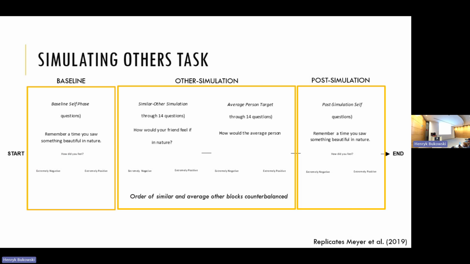They then went through an other simulation phase, which consisted of 2 blocks, one for similar others that they had to say who that similar other was, and one for an average other person target, rating some of the same items again, and the order of those was counterbalanced. And then finally, there was this post-simulation phase where they again had to reflect and score themselves on those same situations and how they felt.